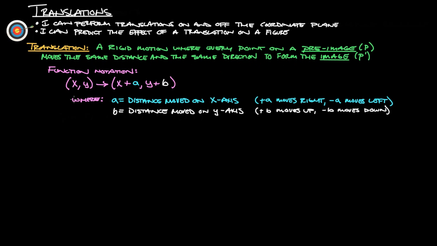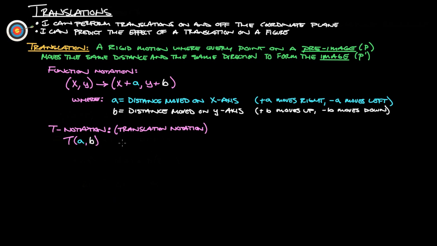Now, there's the function notation for this, which we talked about in the previous section. We have (x, y) translates to (x + a, y + b). The a is going to be the distance moved on the x-axis. If it's a positive a, it moves to the right. If it's a negative a, it moves to the left. And with b, it's the distance moved on the y-axis. Positive b moves up and negative b moves down.